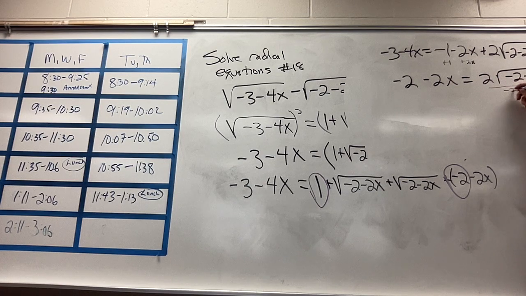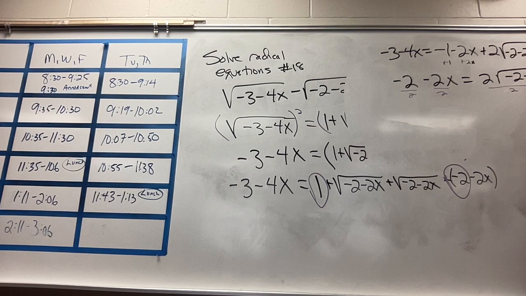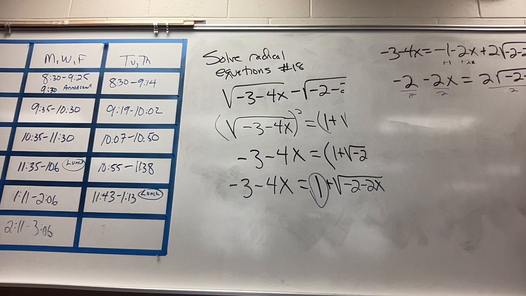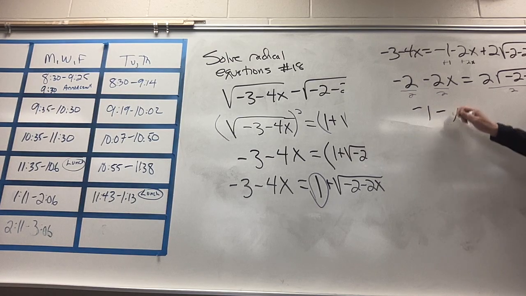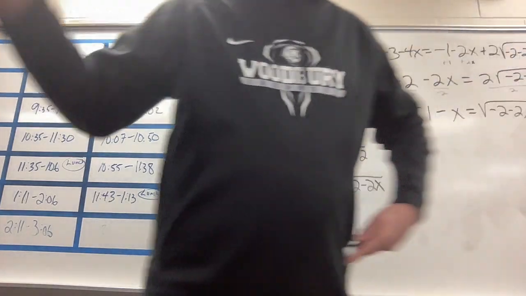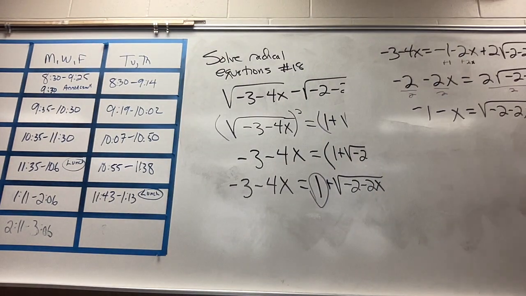I'm going to divide by +2, +2, +2. He's fine. Any reason to be scared yet? How do I get rid of a square root? I have to square.